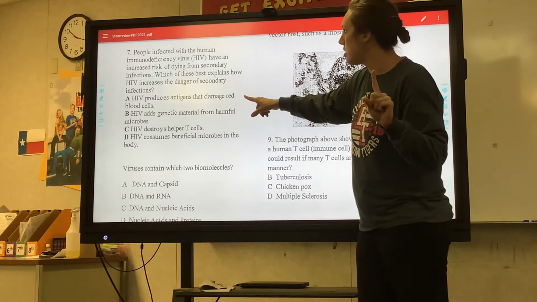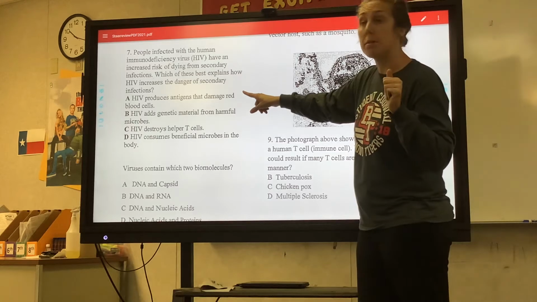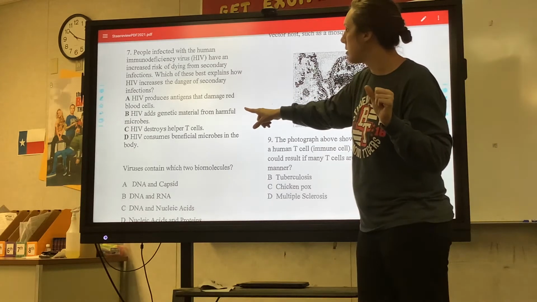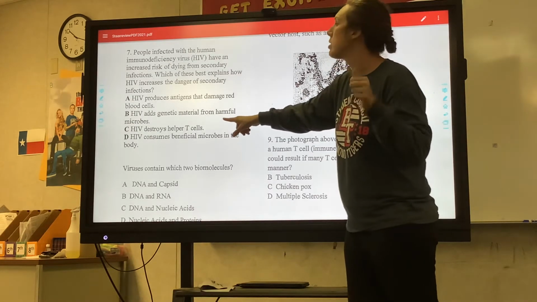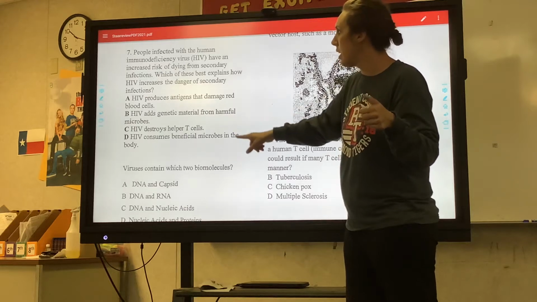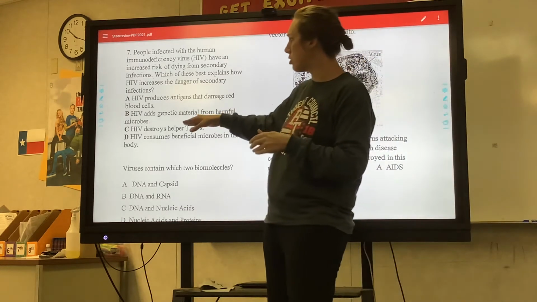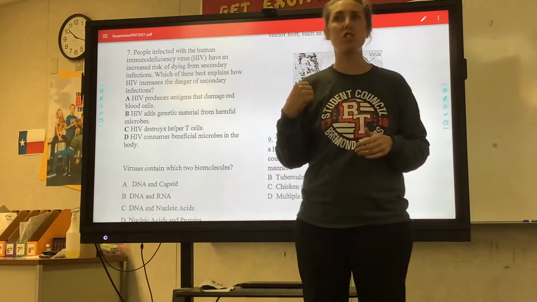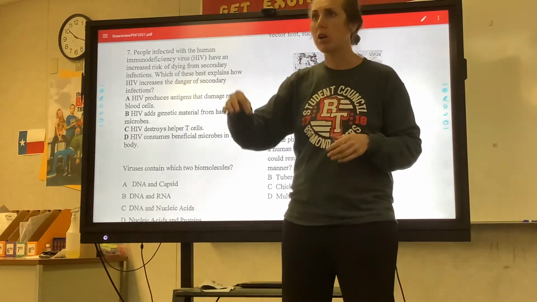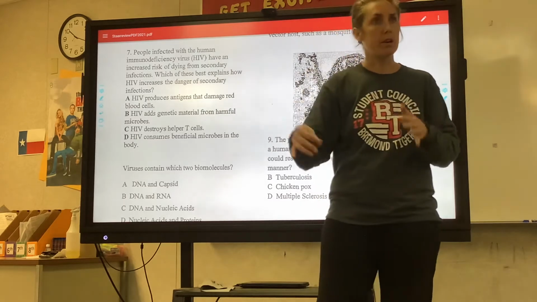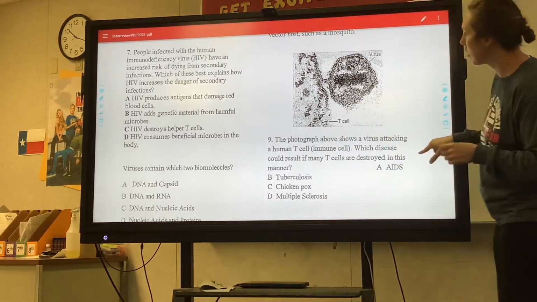It produces antigens that damage red blood cells? Nope, white blood cells. HIV adds genetic material from... Nope. HIV destroys helper T cells. C is the right answer. HIV consumes beneficial microbes? Nope. So it destroys our immune system cells, and then it should say, therefore, you will be killed by a secondary common cold. Okay.